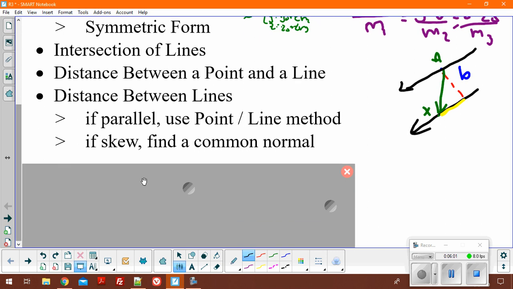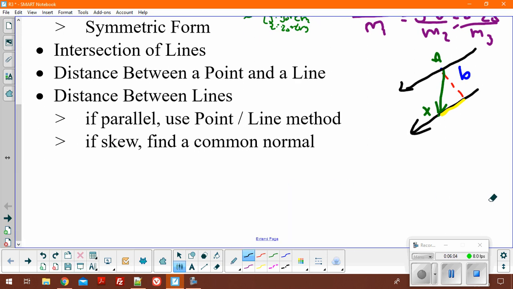Okay, if you have skew lines, so they're not parallel to each other in space, then you had to find a common normal. The idea being I have one line running this way, another line running this way in space. It's 3D, they may be separated. So you have to figure out a normal that runs between them. Once you have that normal, it's a similar technique. You find a point on one line, you run it to a point on the other line, and then you project it onto that normal. And you find the common normal by doing the cross product of the direction vectors.